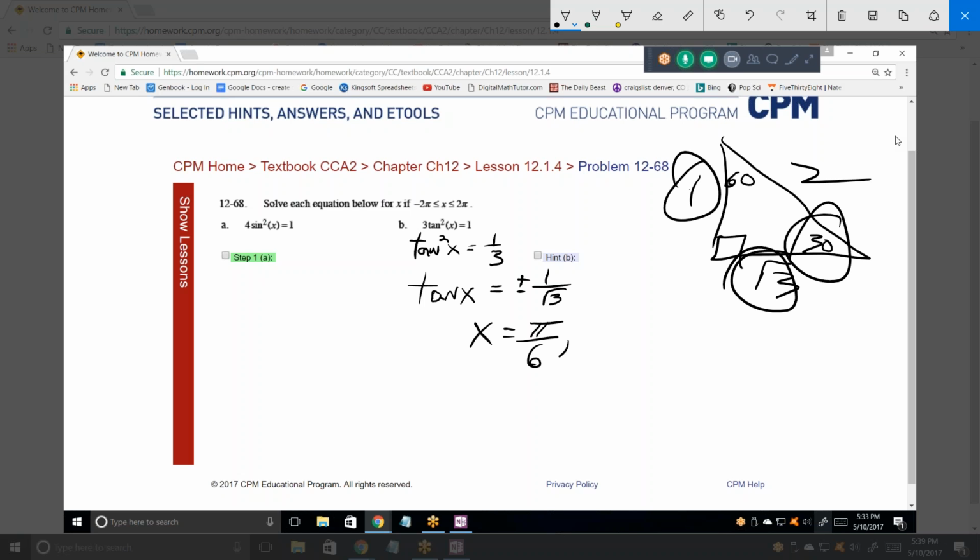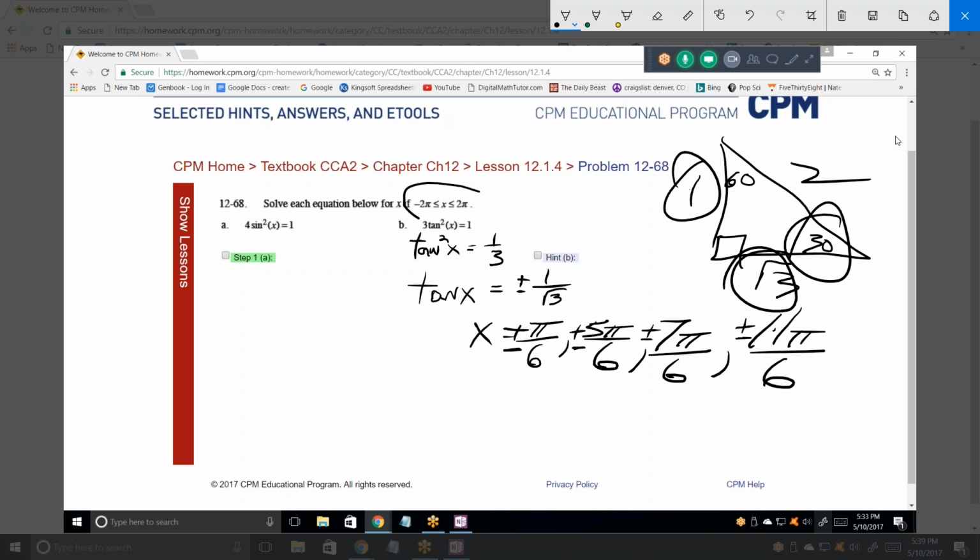Now, we know that every single quadrant is going to have an angle that's either plus or minus 1 over root 3, right? Mm-hmm. So what's the next one? 5 pi over 6. And what's the next one? 7 pi over 6. And what's the next one? 11 pi over 6. And all of those are going to be plus or minus because they're going to apply to these positive angles and also these negative angles. And I am now between minus 2 pi and 2 pi with all 8 of these angles.